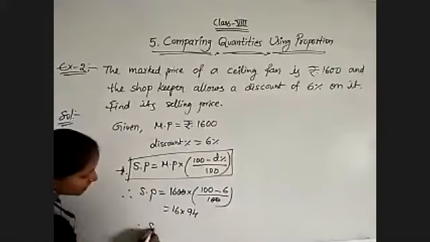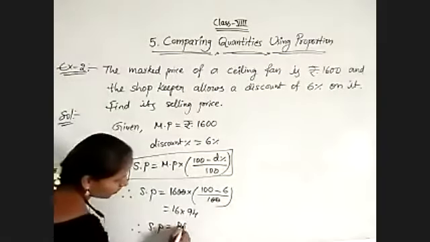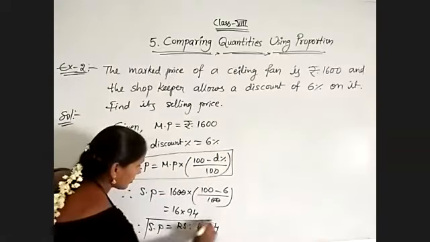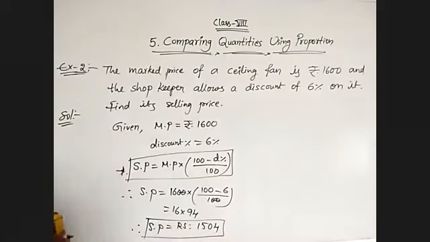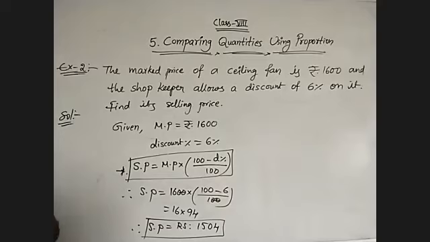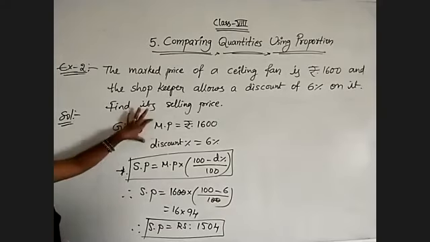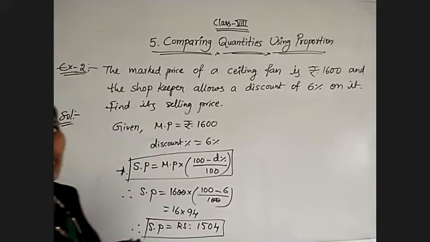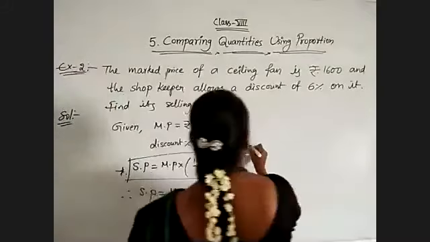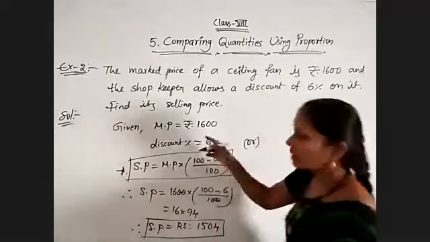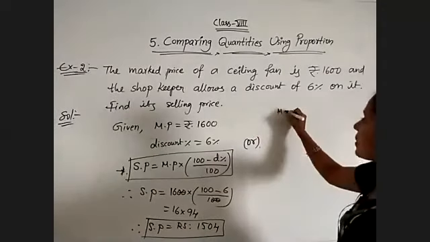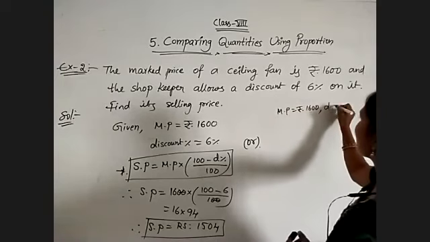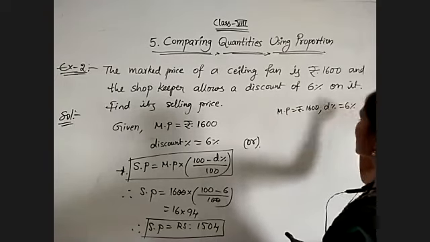So SP is equal to 1504 rupees. Okay, once again I am telling, observe, just identify the given values and use the appropriate formula. This question we can do in another way also. How? Just observe. Given MP equal to 1600 rupees and discount percentage is equal to 6%.